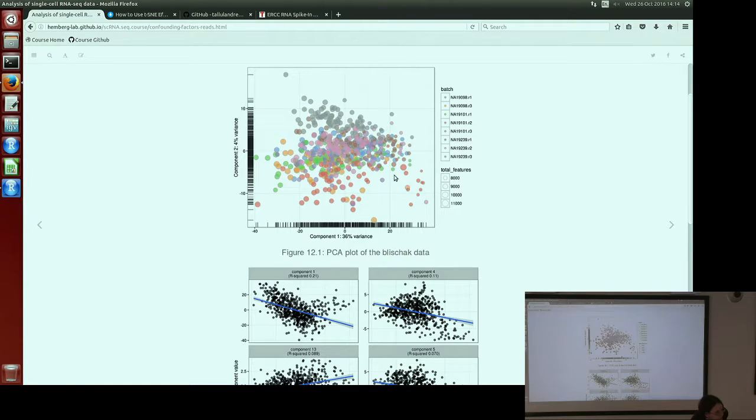Oh yeah. PC1 is pretty much always correlated with total features if you haven't normalized your data at all. It's going to be correlated.